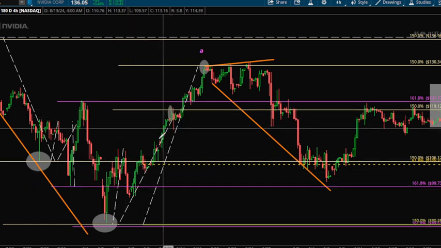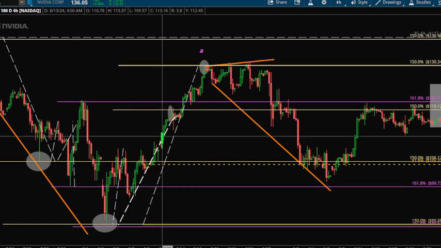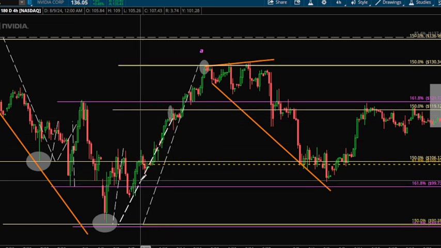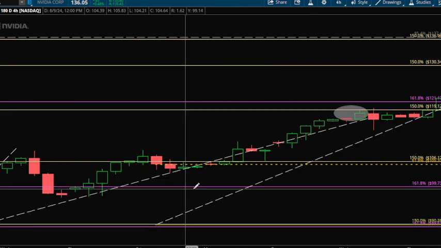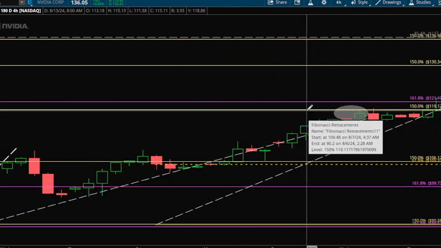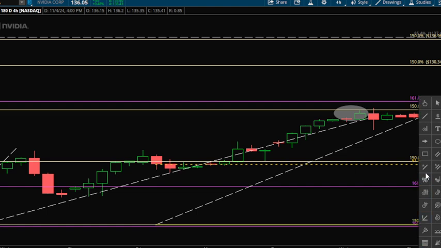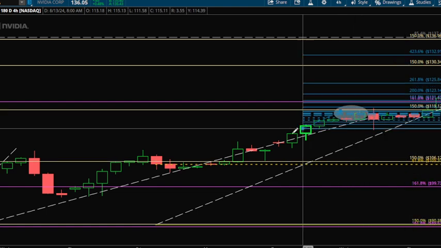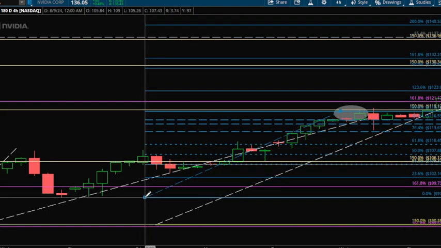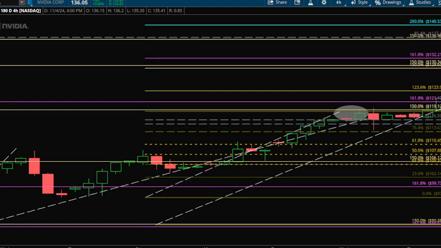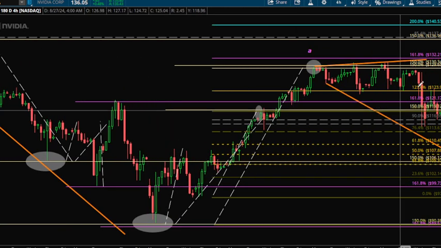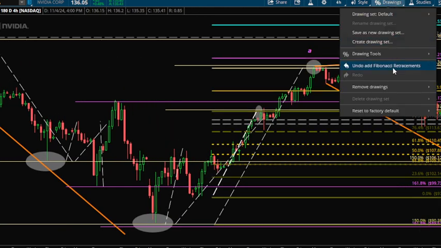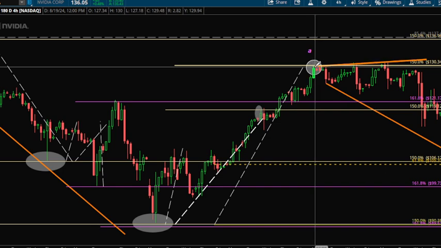So this was a completion of a leg right here. 1, 2, 3. So now we measure this leg right here. Okay, and let me zoom out. It's hard to see that. Let me redo that. We're looking for this target right here.